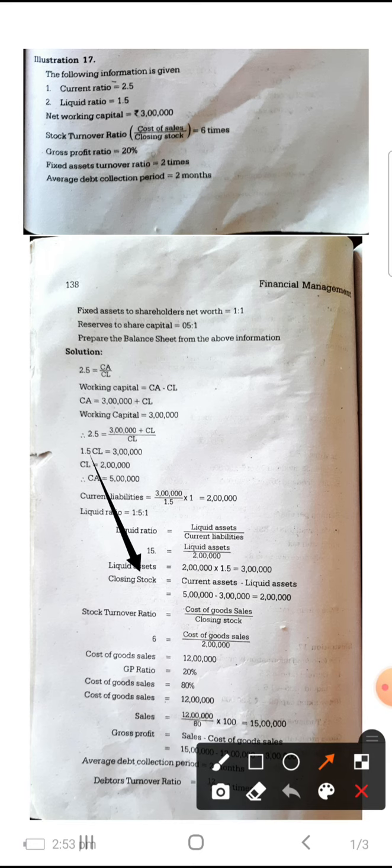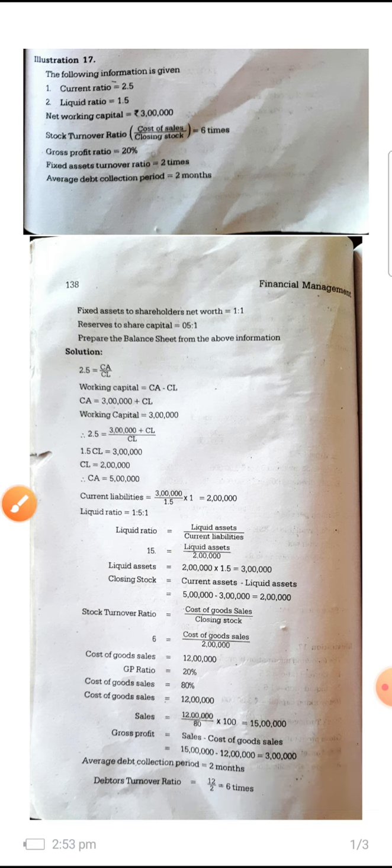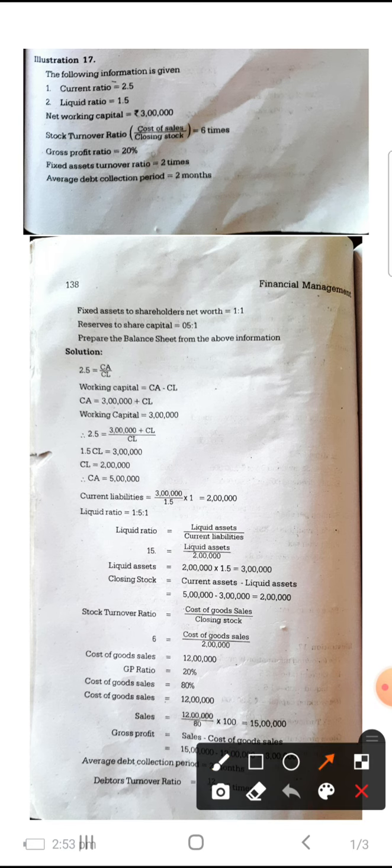Okay, now liquid ratio is given. The formula is liquid assets divided by current liability. Liquid assets you don't know, current liability is 2 lakh, so cross multiply it. So liquid assets is equal to 2 lakh into 1.5, it is 3 lakh. Closing stock, how to calculate closing stock? It is current assets minus liquid assets. So current assets is 5 lakh, liquid assets is 3 lakh, so deduct it, you will get 2 lakh.